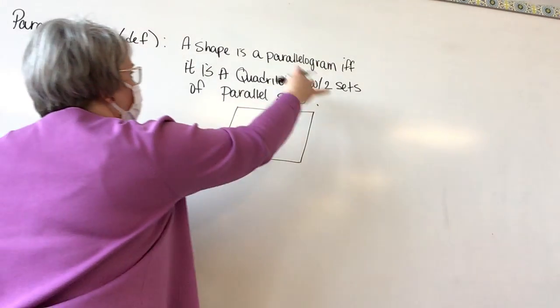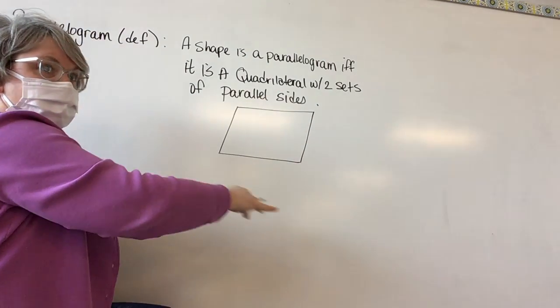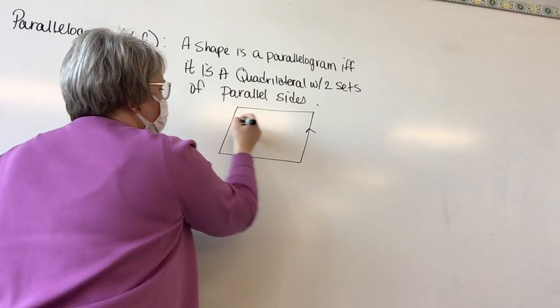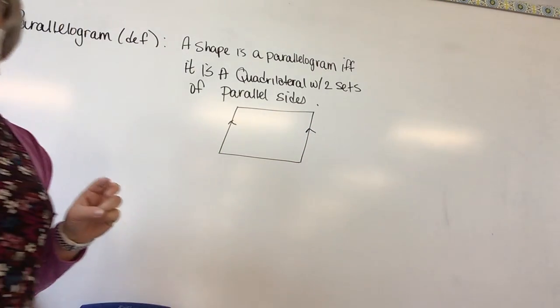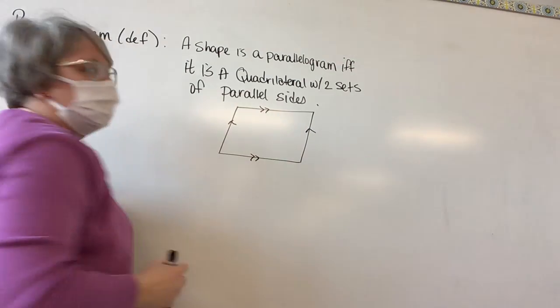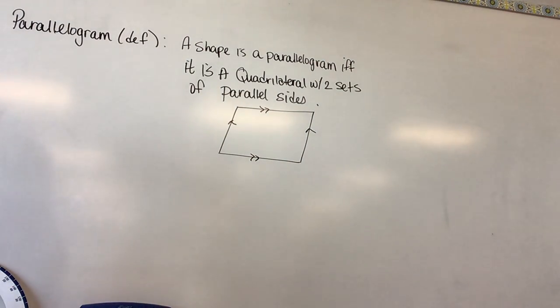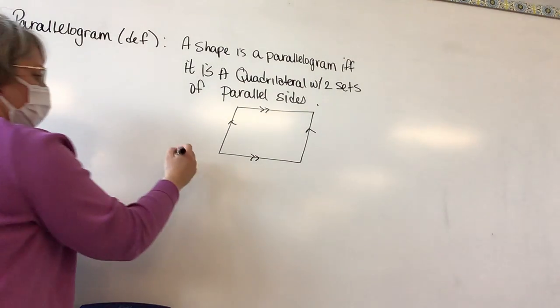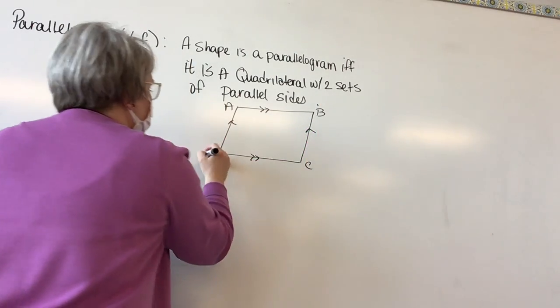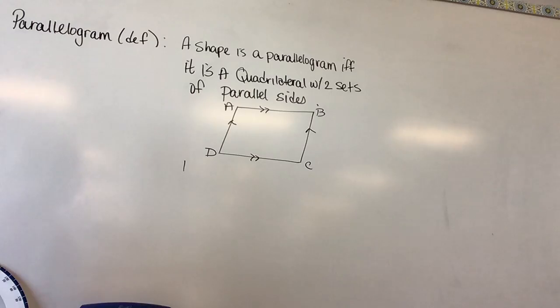We have a quadrilateral, so how many sides? With two sets. So these two sides are parallel, and then these two sides are parallel. So two sets of parallel sides. Good enough? To name him, I'm going to put some letters on the vertex points: A, B, C, D.